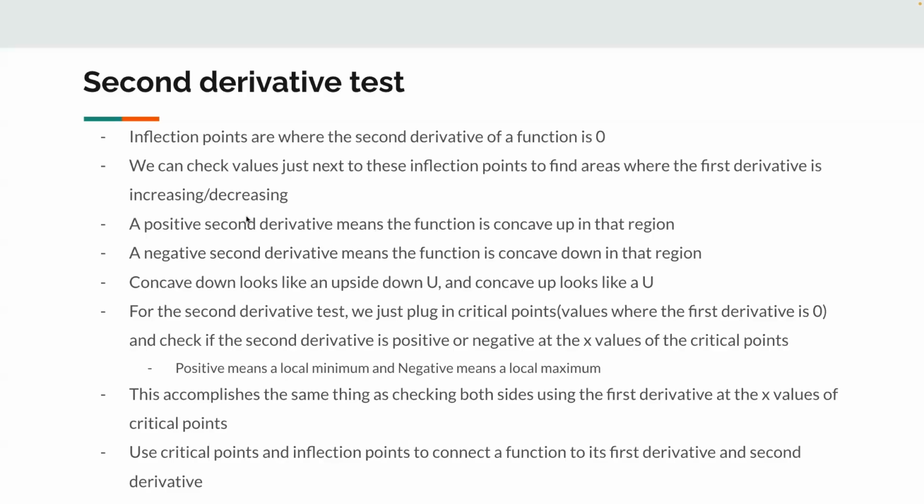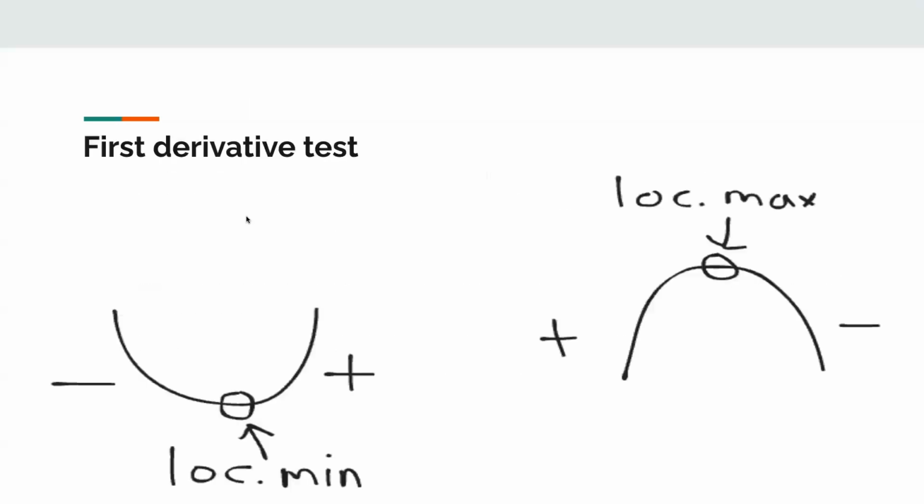For the second derivative test, we just plug in critical points. So values where the first derivative is 0, we plug that into the second derivative, and then we check if it's positive or negative. Positive means a local minimum, negative means a local maximum. This is the same thing as the first derivative test we went over. Essentially here, instead of checking both sides, we can just see if the second derivative is positive or negative.